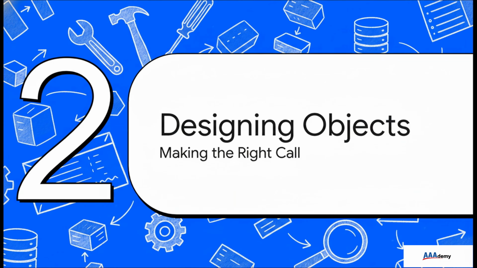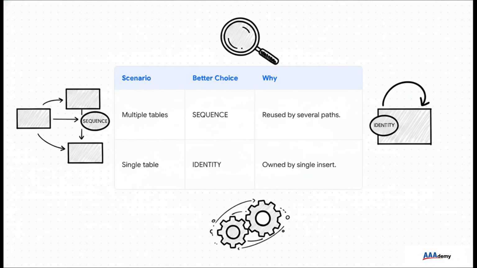Let's move on to Section 2, designing database objects, making the right call. This is all about matching the exact right tool to a specific operational requirement. This is where precision is absolutely crucial. Take the choice between a sequence and an identity column. It entirely depends on whether the generation behavior needs to exist outside of a single table. If multiple workflows need independent number generation across multiple tables, a sequence is your answer because it's not tied to one table and several paths can reuse it.